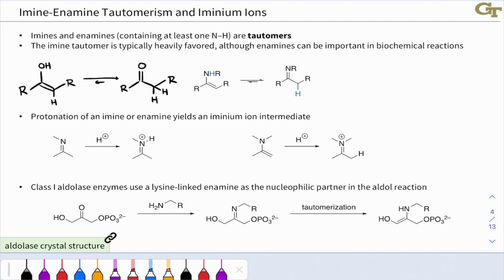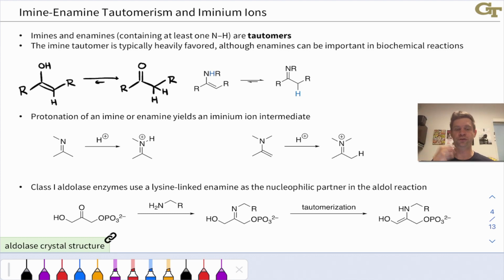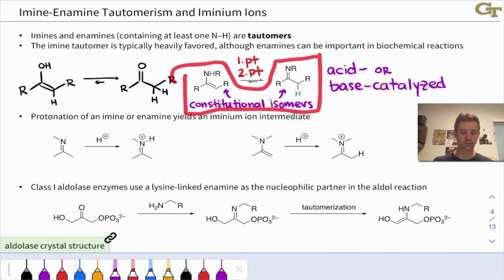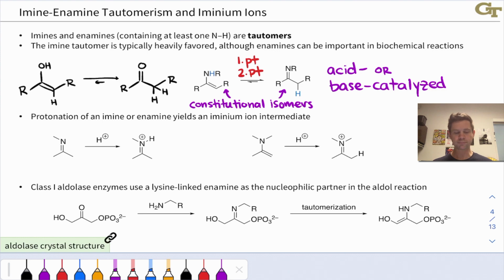Like keto-enol tautomerism, the mechanism of interconversion of enamine and imine tautomers does not involve concerted proton transfer in a single elementary step. Instead, 2 proton transfers are involved, and this is always acid or base catalyzed, and whether deprotonation or protonation occurs first depends on whether we're using a base or acid catalyst, respectively. And one last point worth pointing out is that this enamine and imine are constitutional isomers, as are all tautomers. And so we'd expect them to have different properties, reactivity, that sort of thing.